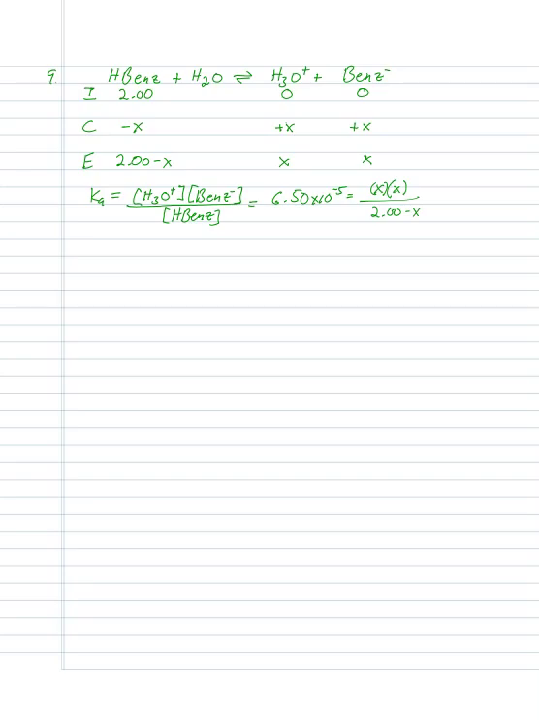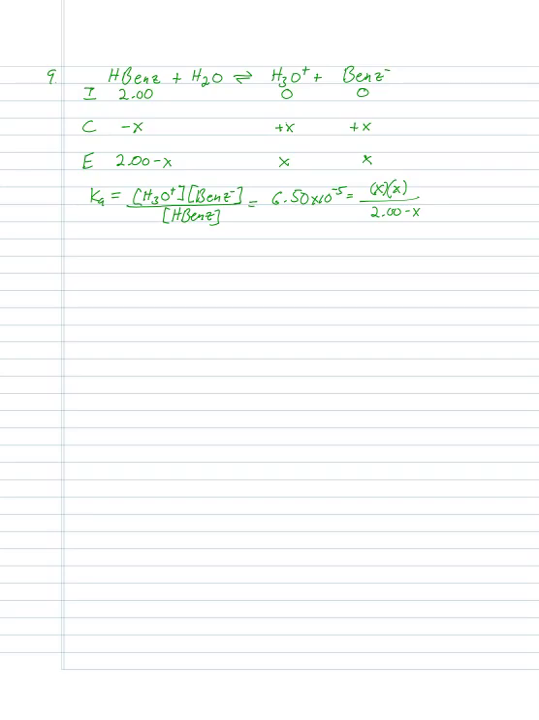We have a pretty small Ka there, 6.5 times 10 to the minus 5. So what we're going to bank on here is that this X that we're subtracting from the 2 is much smaller than that value of 2. So we're going to say that 2 minus X is still basically equal to 2. So that allows us to get rid of that X there.